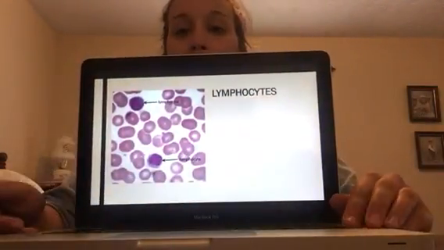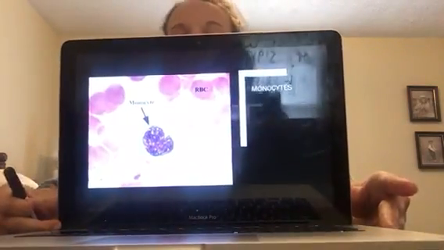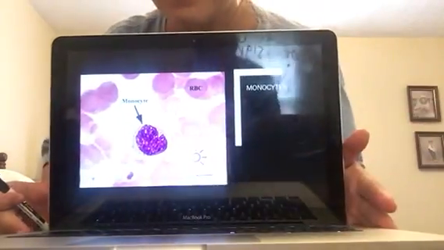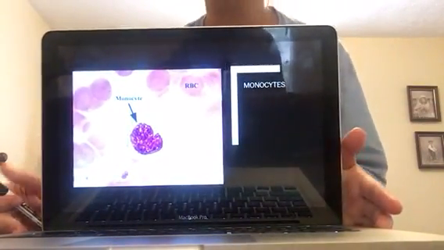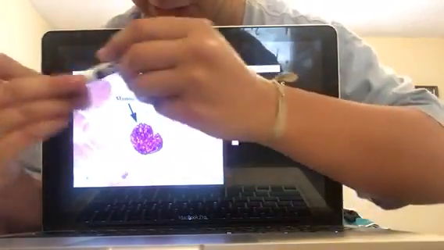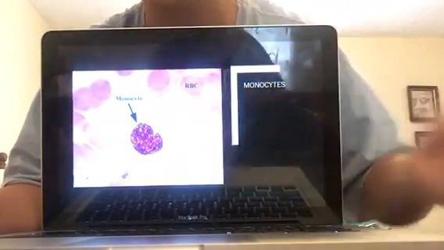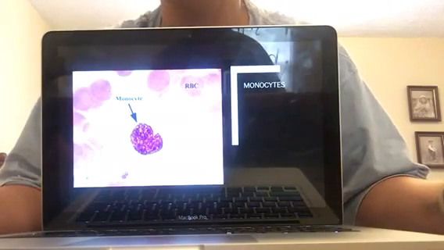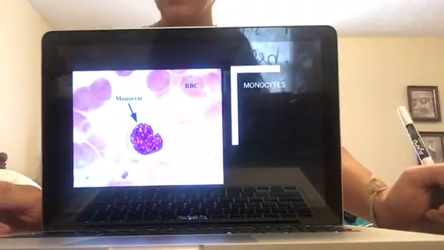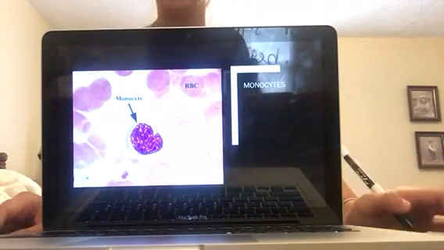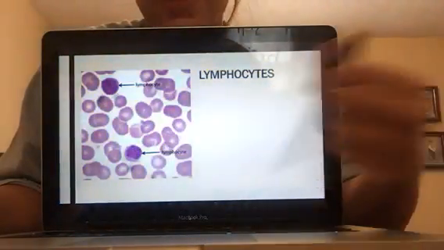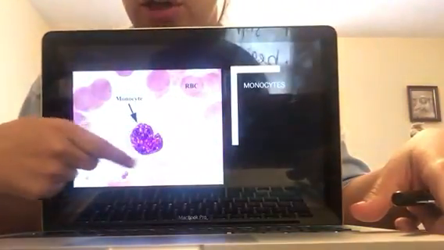Okay, so our monocytes, you can see that. They are very similar to our lymphocytes, besides the fact that, as you can tell, they're not round. If you see that little indentation right there, they're kidney shaped. They have a very kidney shaped nucleus, which is one way that we can ID them. Also, they are the largest white blood cell. So as you can tell, compared to the lymphocytes, they are a lot larger.